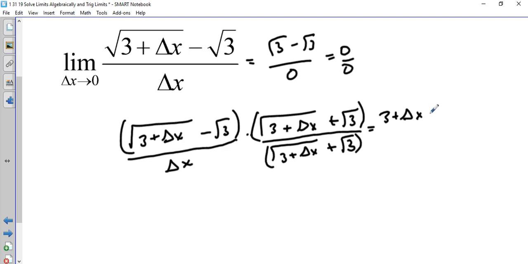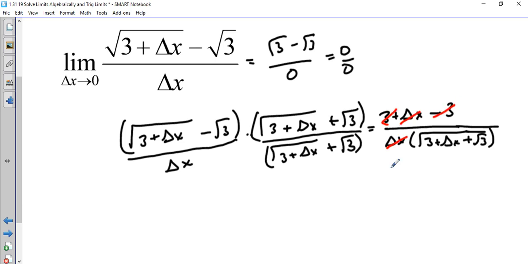Right here, it's going to turn to -3. The middle terms cancel out. We're going to have delta x, and over right here, we have the square root of 3 plus delta x plus the square root of 3. All right, right there we can cancel out this and this. You then will see that this and this will cancel out, all right, after we cancel those out.